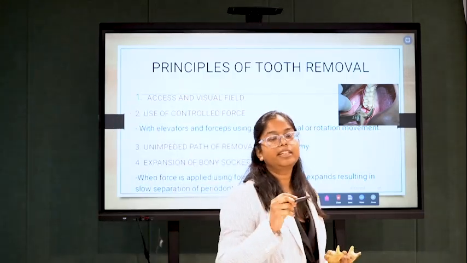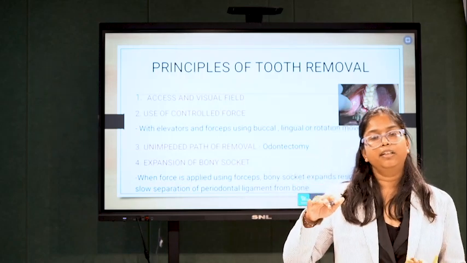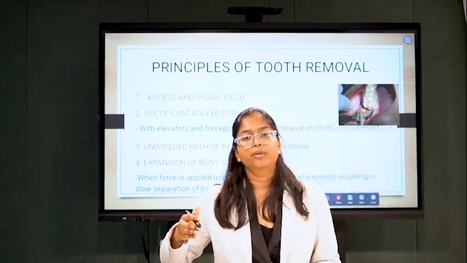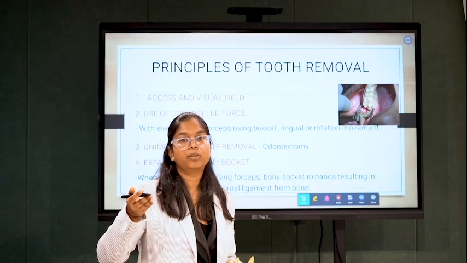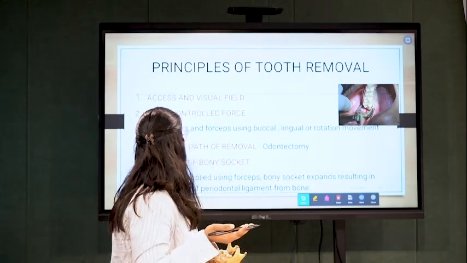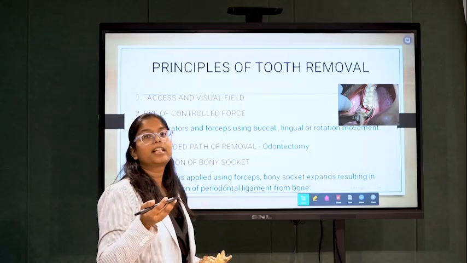Meaning, if there is any obstruction such as an impacted tooth or a malpositioned tooth, then we need to section the tooth also, for minimal trauma to the investing tissue, as it was mentioned in the definition, right? Then moving to the next, which is the expansion of the socket.